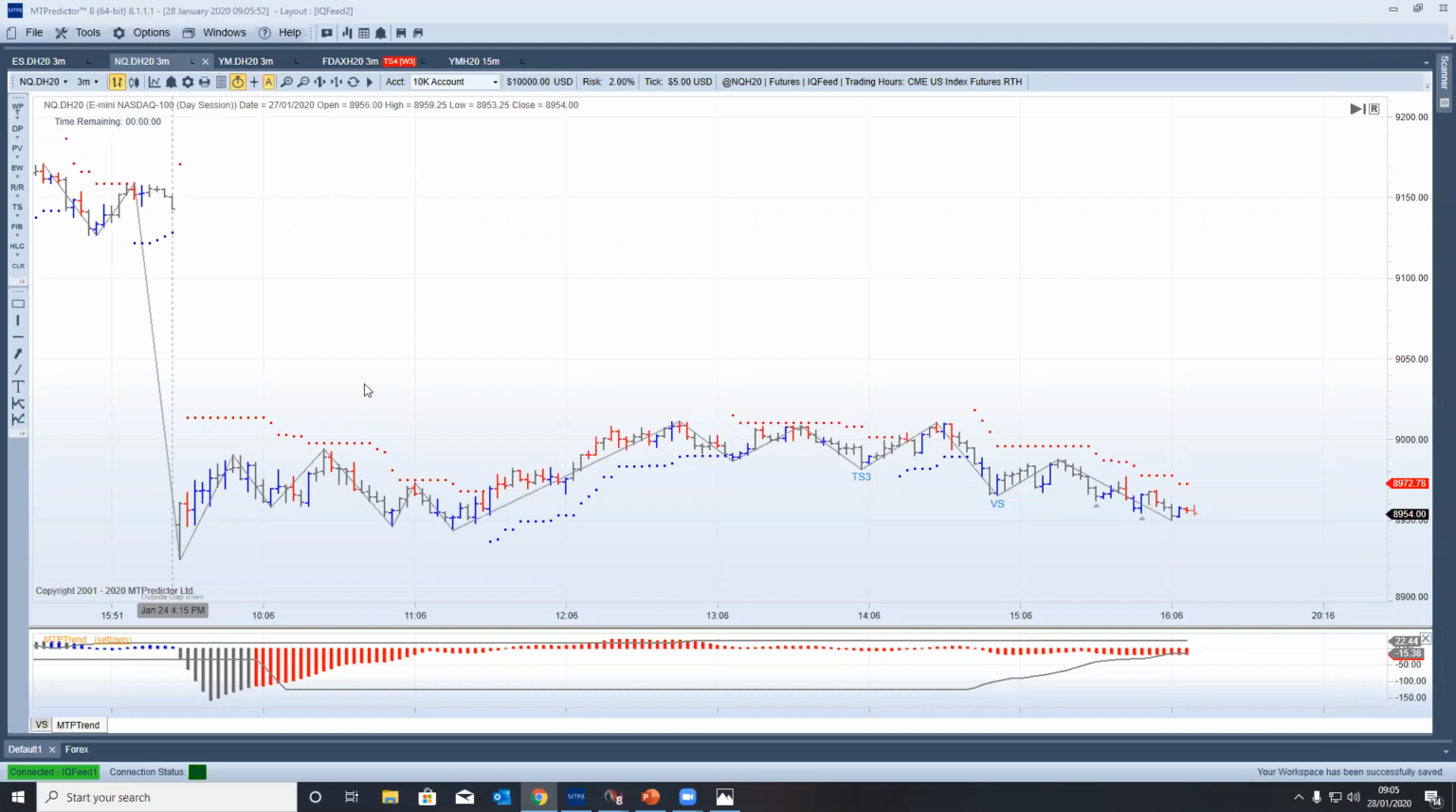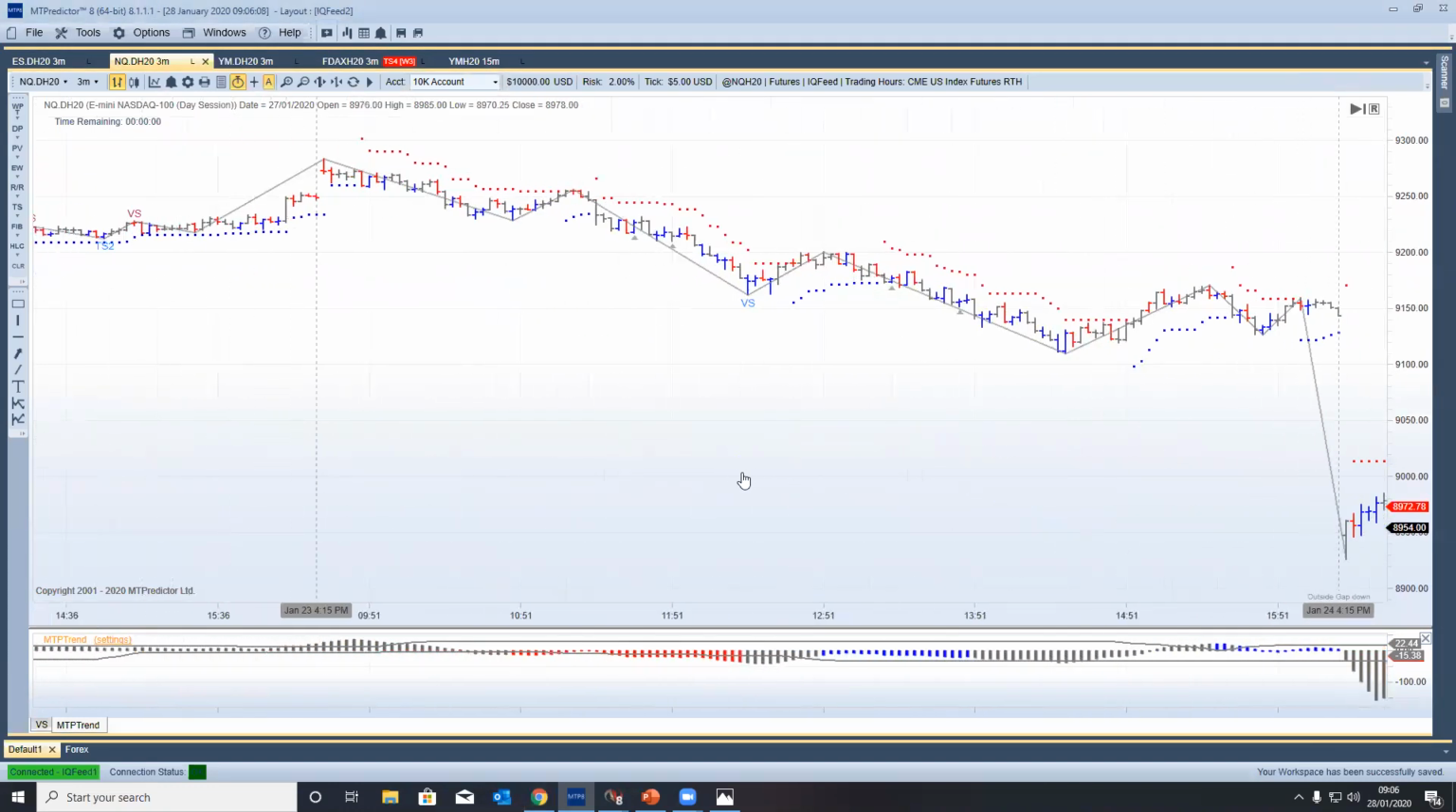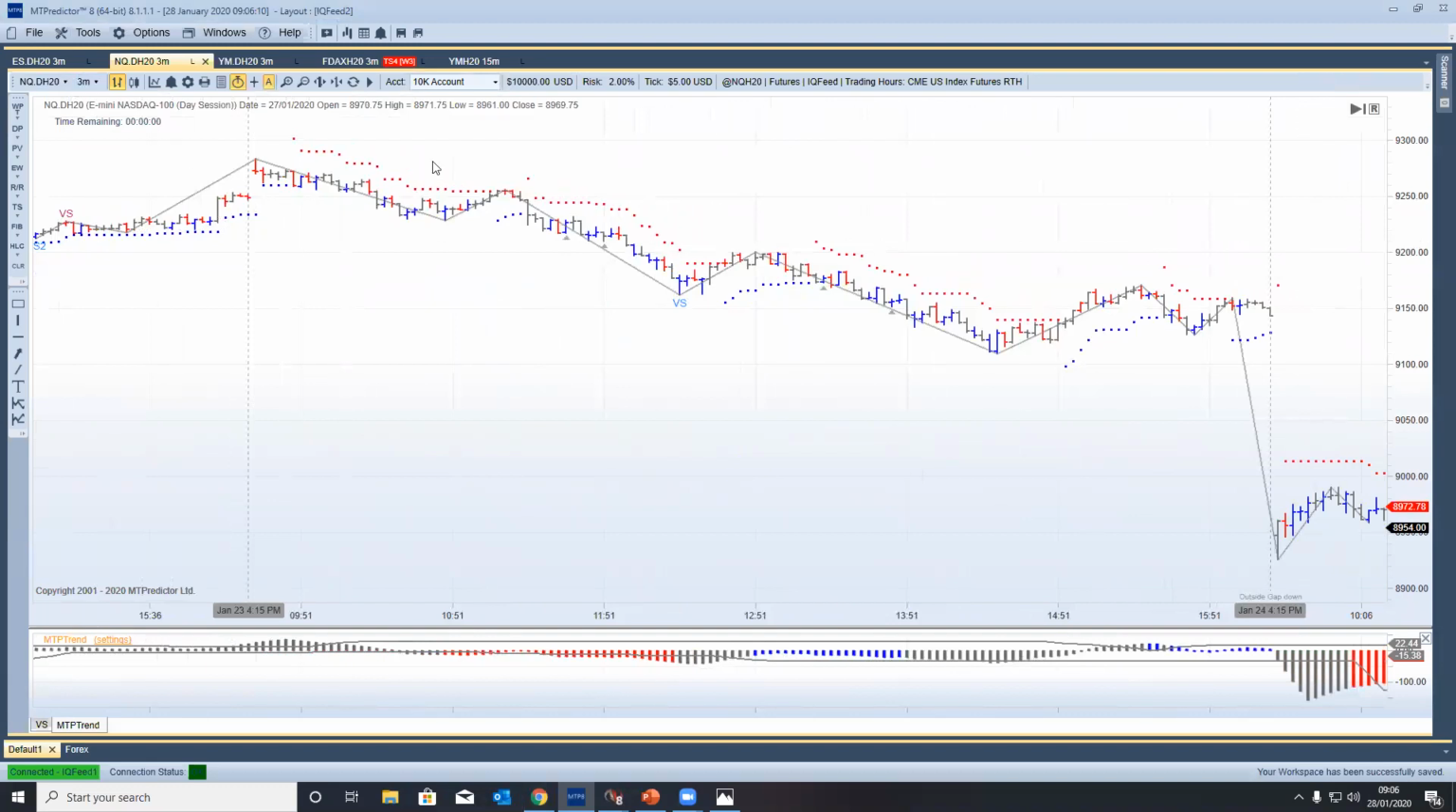But the basic idea is what I'm looking to do is only apply Elliott wave patterns when they are clear, and more importantly, when they are clear in relation to the higher time frame charts. Now, a great example is the NQ from Friday. So this is the 3-minute NQ from Friday here.